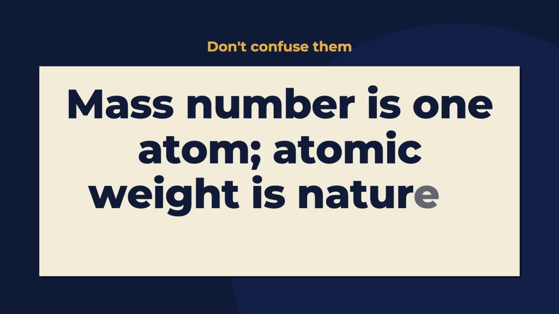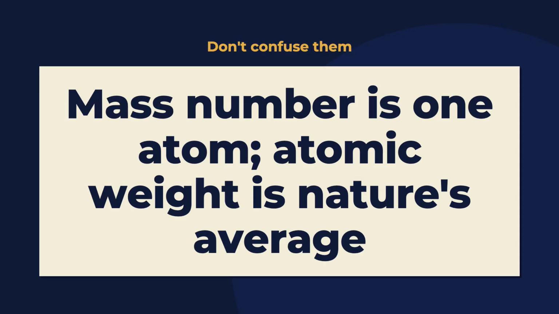The number most easily confused with these two is atomic weight, the abundance weighted average of all naturally occurring isotopes, which is why periodic table entries are rarely whole numbers. Mass number describes one particular atom. Atomic weight describes the element as it occurs in nature.